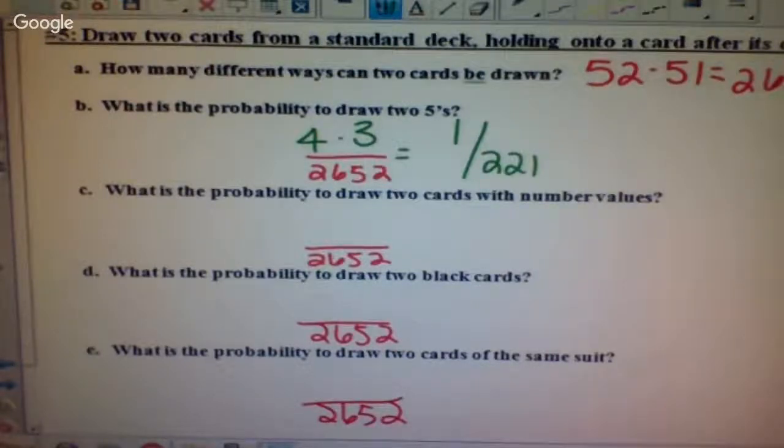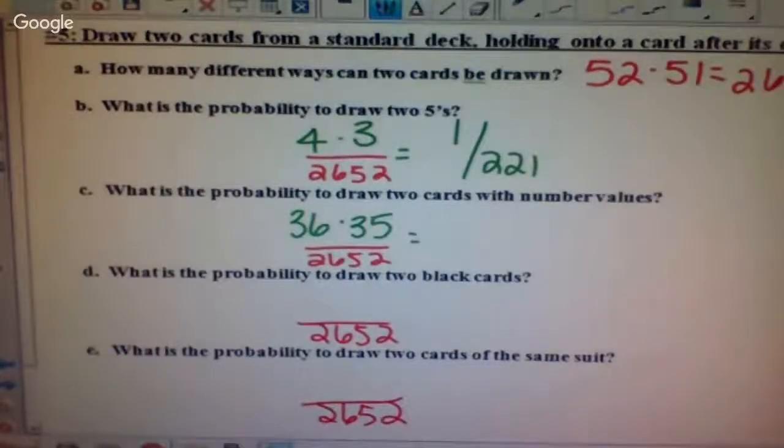What is the probability of drawing 2 cards with number values? How many numbers do I have in each suit? 9. Remember, ace doesn't count as a number. Even though it represents the number 1, it's not a numbered card. So I have 2 through 10, which means I have 9 options. And 4 suits, so how many number values do I have in a deck? 36. I pull a numbered card, it's not going back in, which only gives me 35 the second time around.